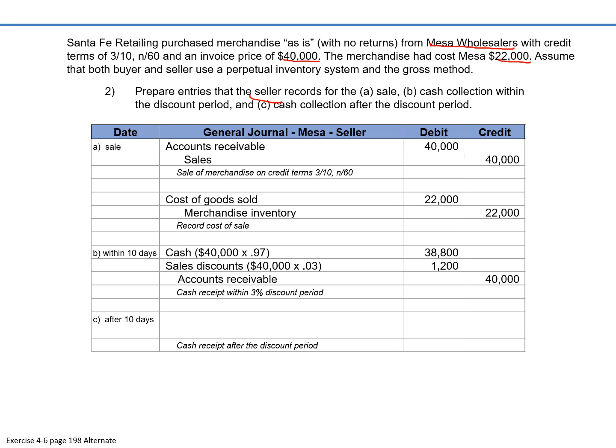If they don't pay us within the discount period, we just record cash of $40,000, and we reduce our receivable for $40,000. Okay, hopefully you did well on that one. Let's move on to the next.